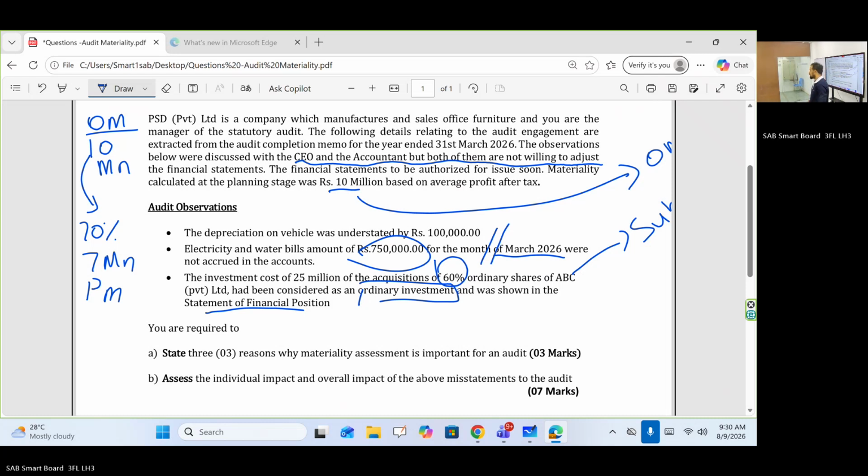But keep in your mind, all of these are related to one company, not different companies. In this case it's not a problem, but when it comes to this type of case, if you face it, you have to see the cumulative impact also.